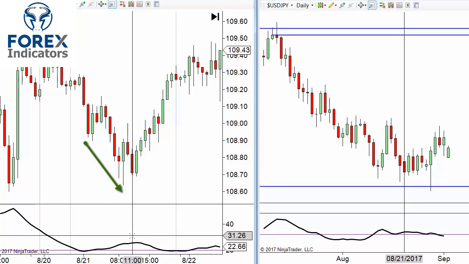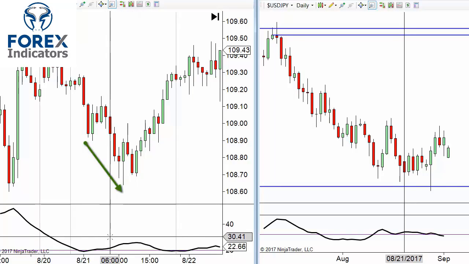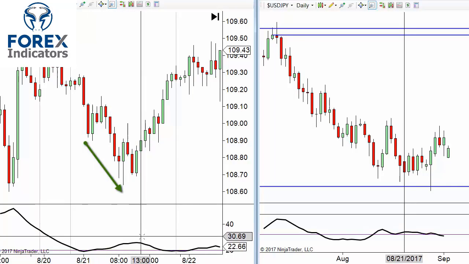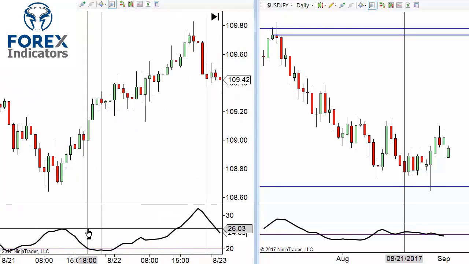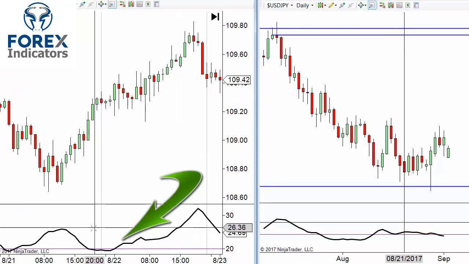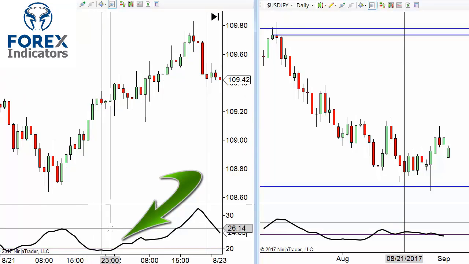And now we get that signal there. It goes against us, comes back down. Look what happens on the 60-minute chart. It comes back down below our threshold of 20. So now we don't want to get in. We've got to wait.